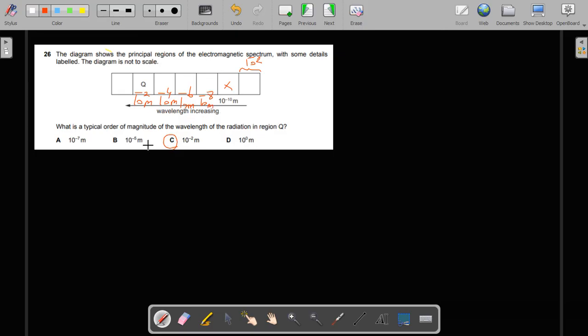For X-ray, the wavelength is nearly 10 to the power negative 10 meter. Then for each part you should memorize. So from radio wave to gamma ray, you should memorize the wavelength of each part. So for this question, C is right.